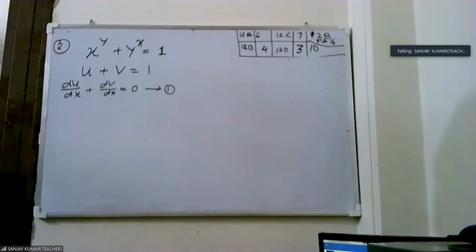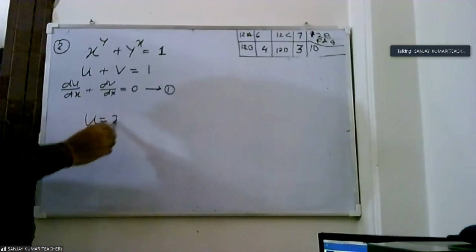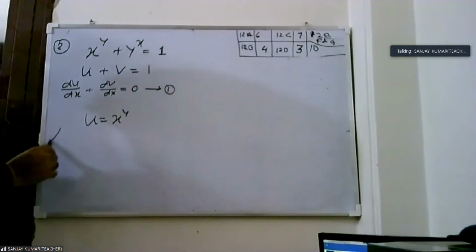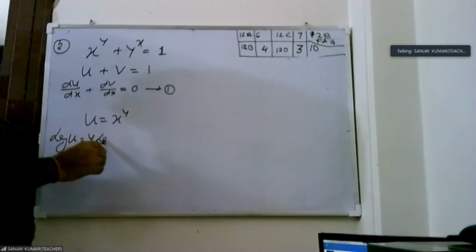So dy by dx won't come out directly. When you start du by dx, then you have dy by dx. Okay, then what is u? u is x raised to power y. Now we are applying log here, that is log u is equal to y log x.